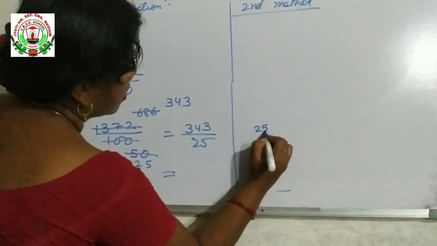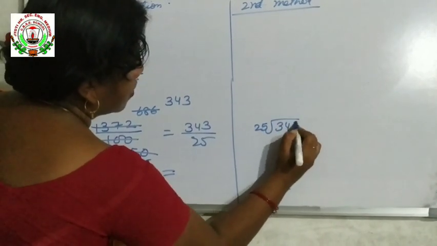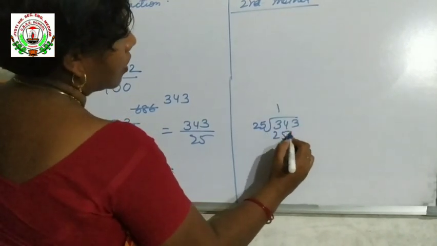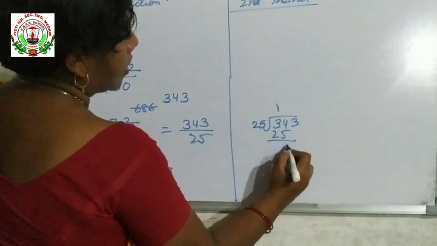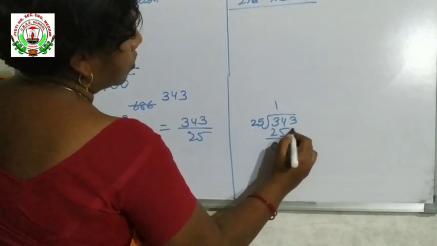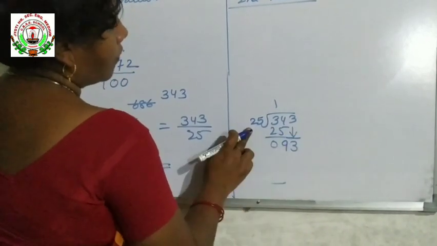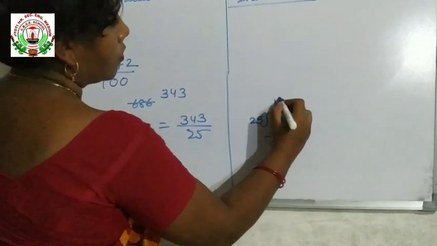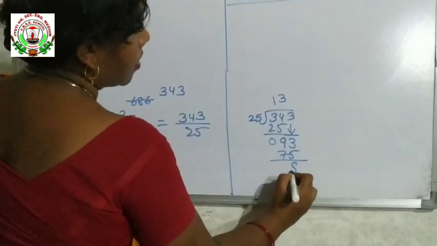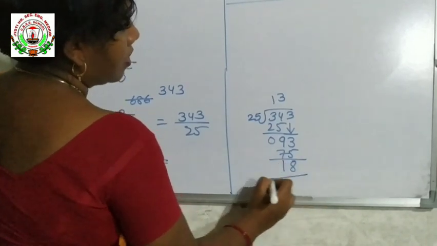When you divide this number, 25 goes into 34, it is more than, so 25 1s are 25. 34 minus 25 is 9. Then 2 minus 2 is 0. Next is 3. 25 4s are 100, so 3 times you will take. 25 3s are 75. 93 minus 75 is 18, and 8 minus 7 is 1.